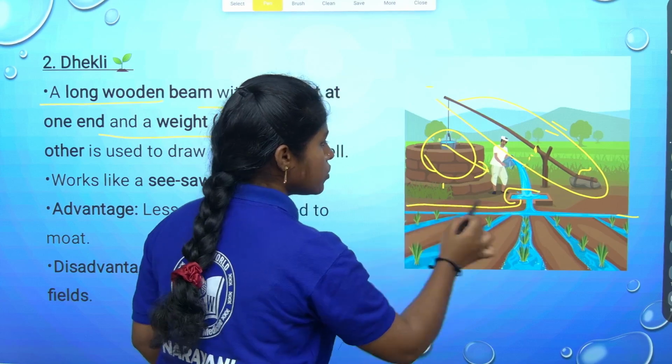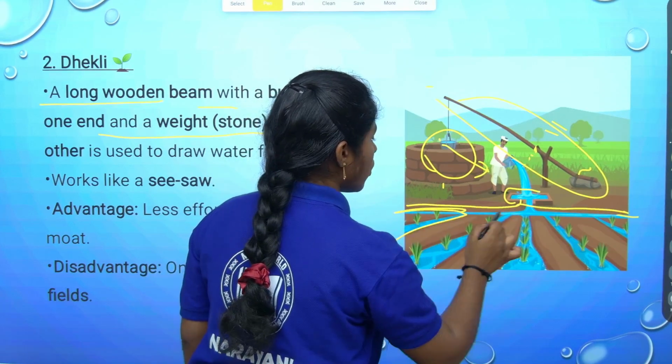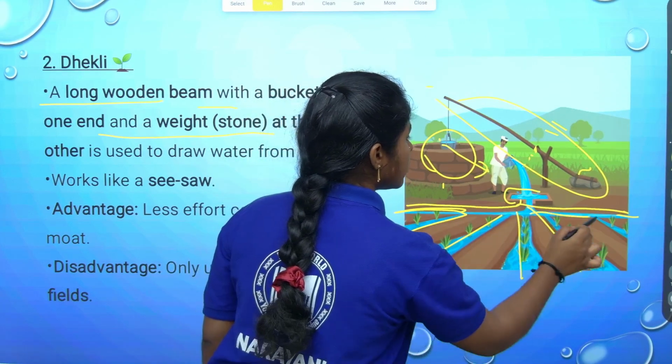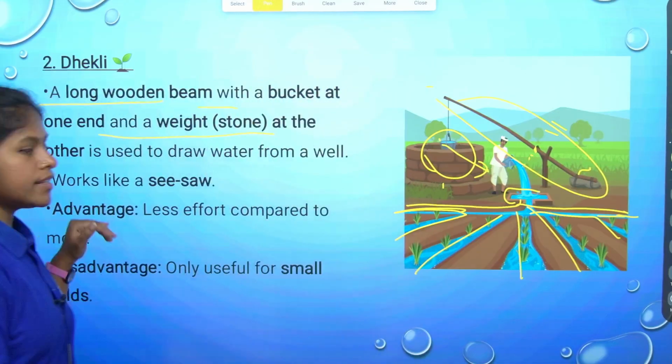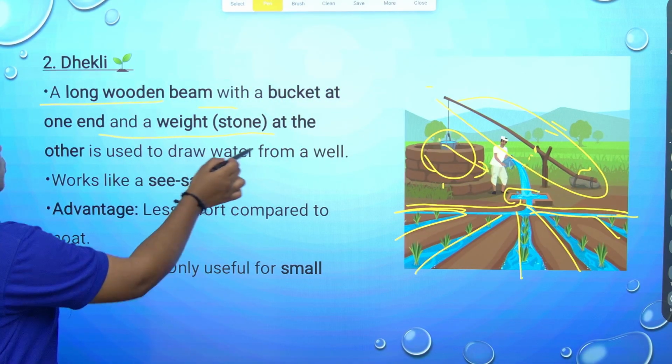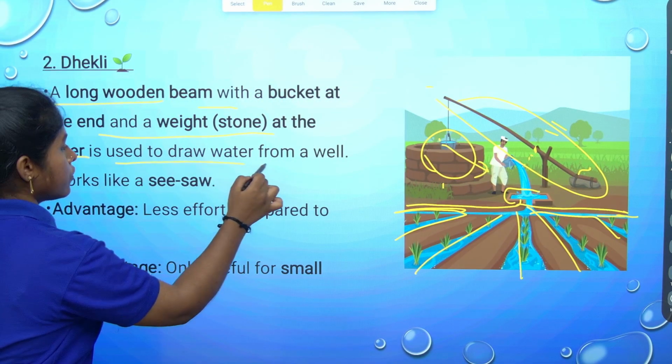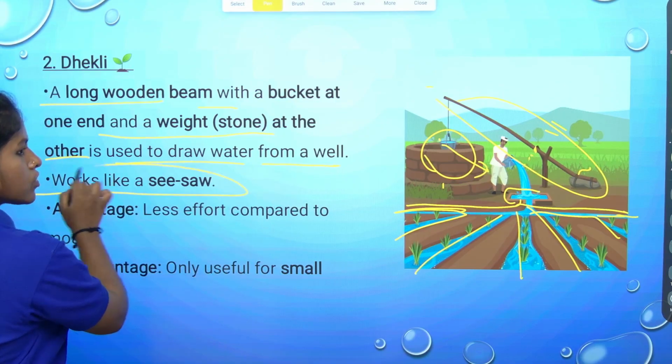You see how it is looking like a seesaw, right children? This is how the Dekli works. See, the stone at the other end is used to draw water from the well. It works like a seesaw, right children?